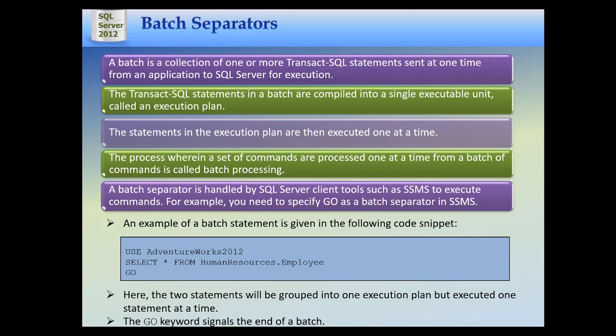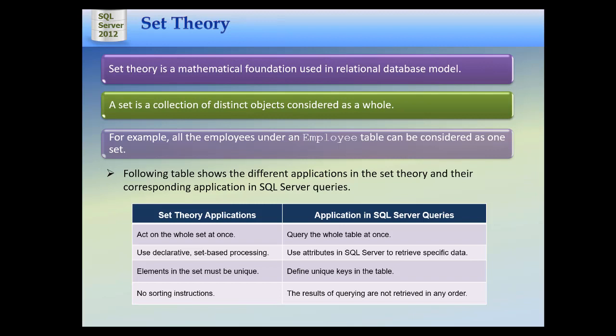Now, we move on to something I told you to look at, set theory. Set theory is a mathematical foundation used in the relational database model, and a set is a collection of distinct objects considered as a whole. For example, we have a set of students, a set of cars, a set of laptops, or a set of whatever it is that you would like to store data about. For example, all the employees under an employee table can be considered as one set.